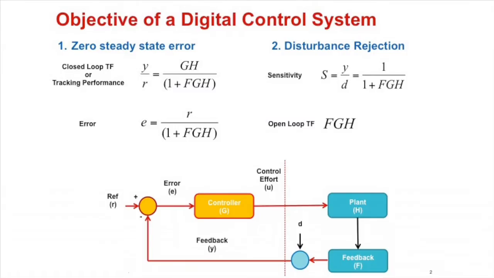Here, we see a closed loop system with transfer function of the plant H, compensator G, and feedback F. The goal of the system is to track to a reference R with zero steady state error and reject any disturbances D. From this control diagram, the steady state error and the sensitivity, or the disturbance rejection transfer function, can be derived. These functions are seen to be dependent on the open loop transfer function, that is FGH.